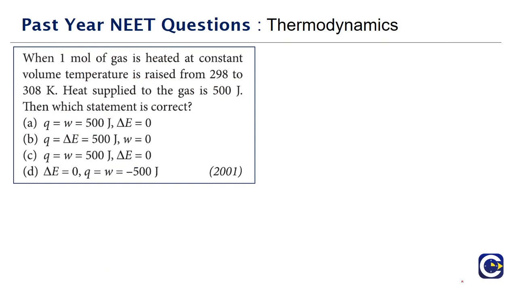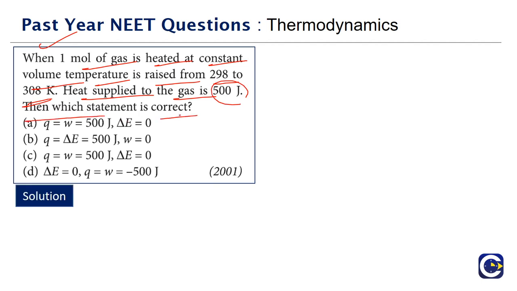This is a question that has come in the year 2001. When 1 mole of a gas is heated at constant volume, temperature is raised from 298 to 308. Heat supplied to the gas is 500 joule. Then which of the statements is correct? It's again a qualitative analysis question based on the first law. They're saying it is a constant volume process. Means what? That's what we also call isochoric, isn't it?